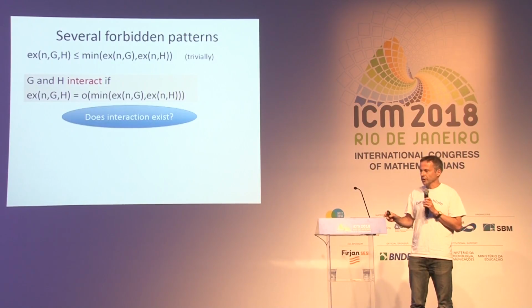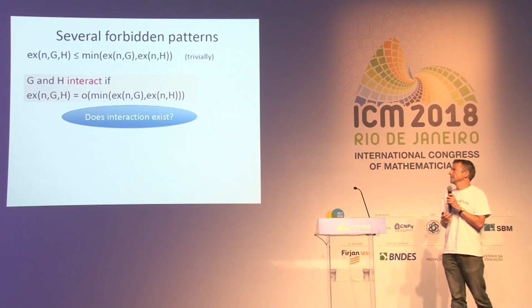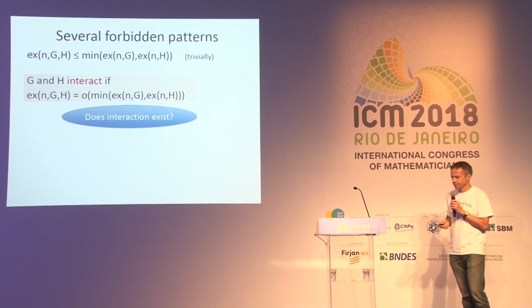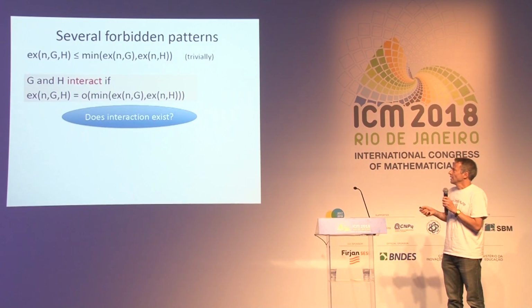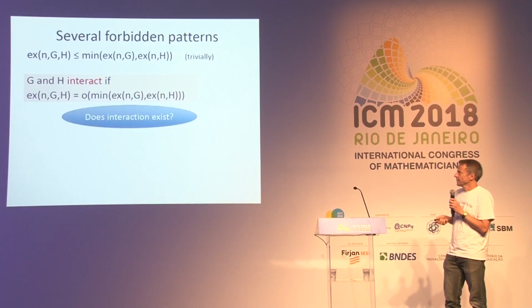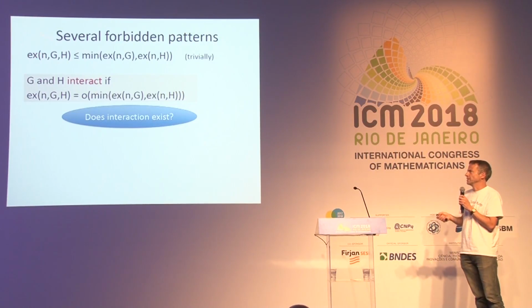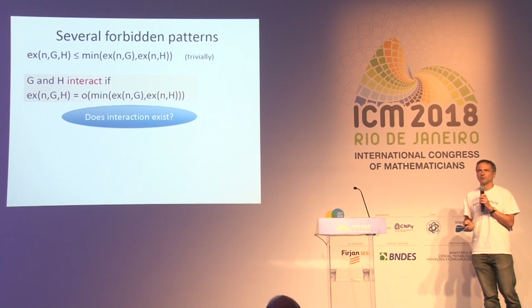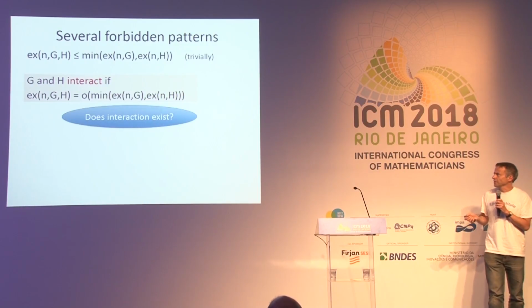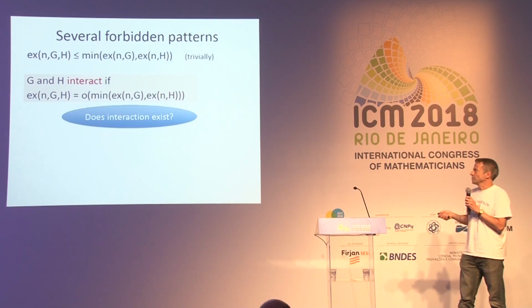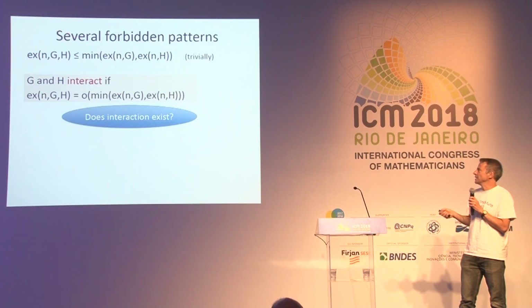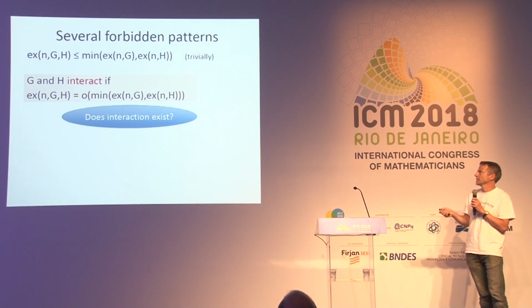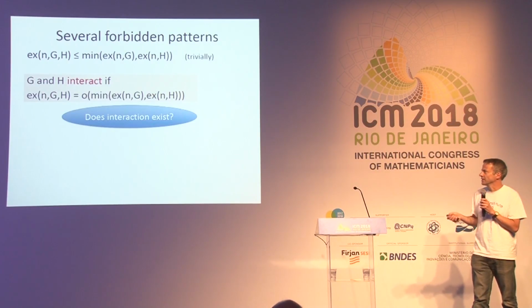So just a few words about several forbidden patterns. In this example I just have 2 forbidden graphs. These are not ordered graphs, just 2 graphs. You look at the extremal function. If you forbid both of them, then of course that will be less than just forbidding one of them. So the minimum of the 2 extremal functions is an upper bound.